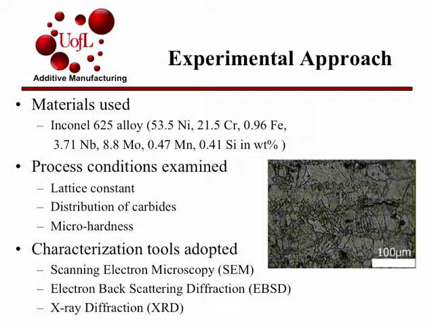The process conditions examined were the lattice constant, the distribution of carbides, and the microhardness. They used a scanning electron microscope, electron backscattering diffraction, and X-ray diffraction. This picture here is an optical metallographic image of the sample after it had been annealed at 1150 degrees Celsius.